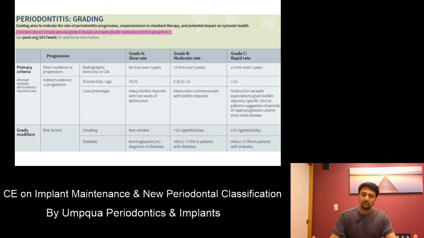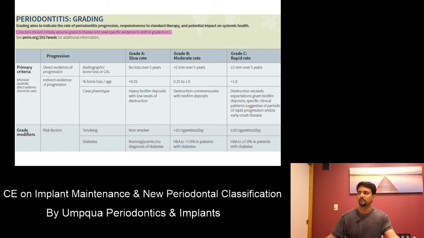The indirect evidence, what does it mean? Sometimes you do not have previous radiographs sent by the referring dentist, or the patient moved, or whatever the situation, if they are not available, then you simply divide the percentage of bone loss on that worst tooth that you picked out by the age of the patient, and you'll get the rate of progression.